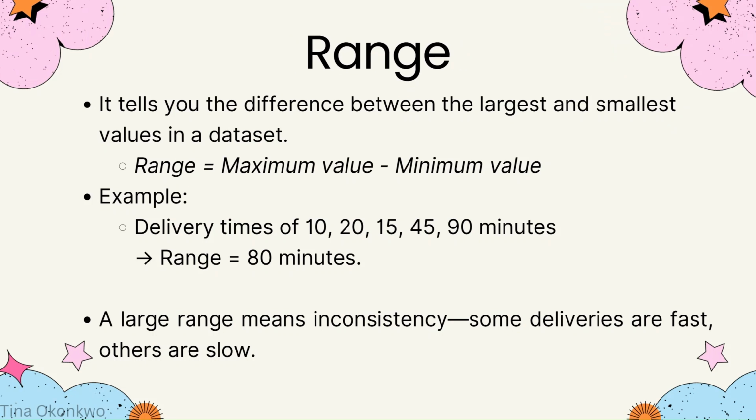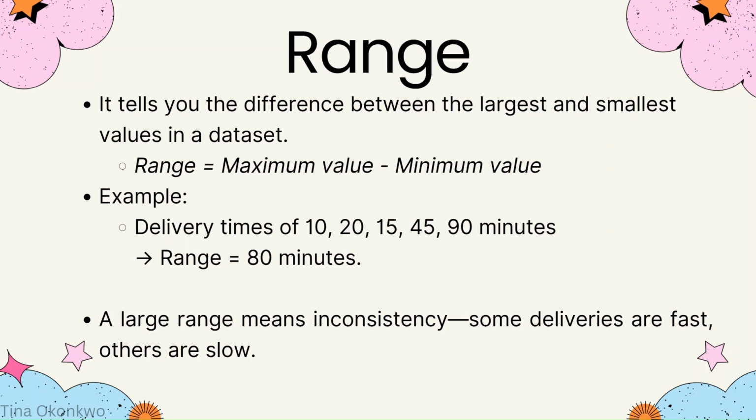What does this tell us? That your deliveries are very inconsistent. Some are super quick, but others take way too long. This might frustrate customers, and it's a sign you should investigate what's causing the delays. Maybe it's the driver's route or restaurant prep times.